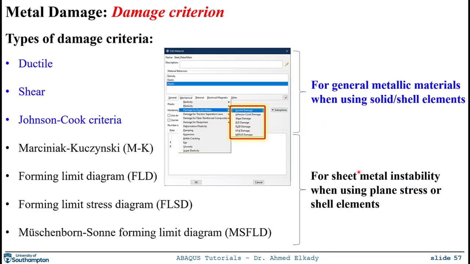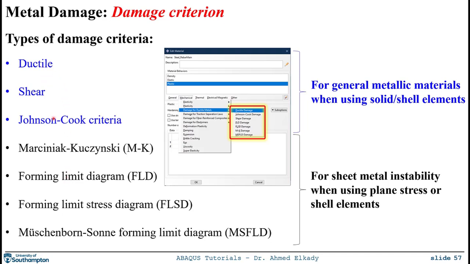So when it comes to damage criteria, there are several types of criteria available in Abaqus. From the material module, we discussed before how to define the elastic and plastic behaviors. If you go to the mechanical behavior, you will see that you can add damage for ductile metals, and this will give you 7 options as shown over here. These 7 options include ductile damage, shear damage, and Johnson-Cook damage criteria. And then you have 4 additional damage models.